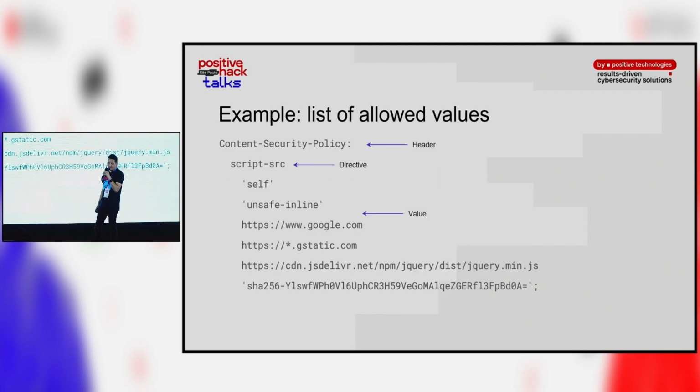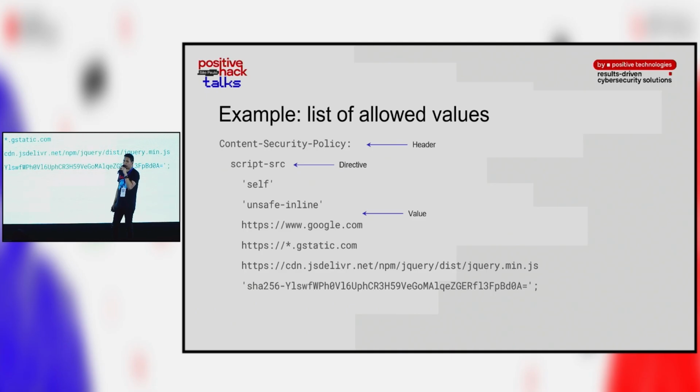This is an example of a policy using a list of resources. We have the name of the header, we have the directive, script-src, and then we have a couple of keywords. For example, we have the keyword 'self' that tells the browser that all documents from the same origin are allowed. We have 'unsafe-inline' that tells the browser to allow inline scripts, because by default they aren't.